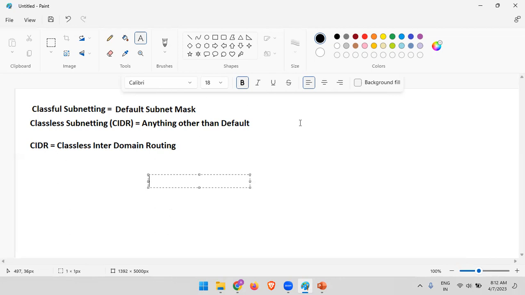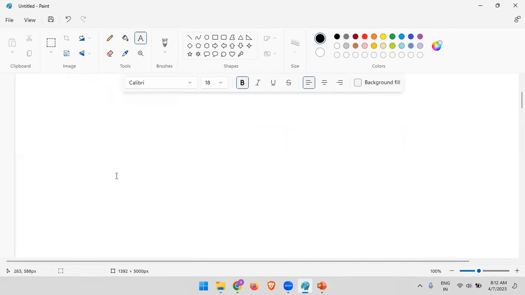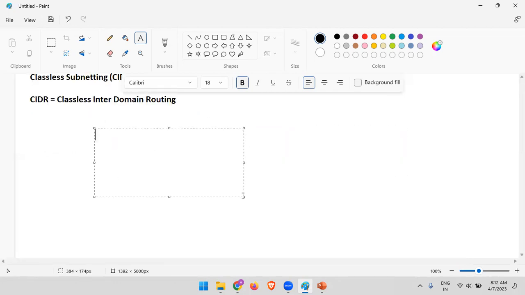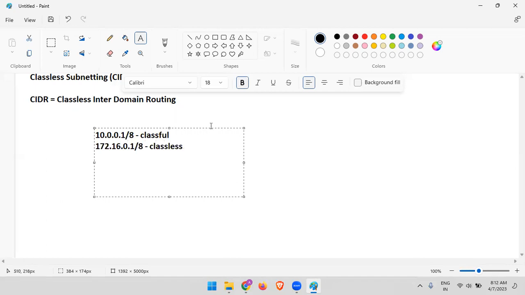Let's say if I'm giving one IP address, for example, 10.0.0.1/8. This is what? Classful. But if I go with, let's say, 172.16.0.1/8. Now, is it classful or classless? Classless. Why? Because the IP address is class B and the mask is different, not the default. So this will become classless. This thing is clear.